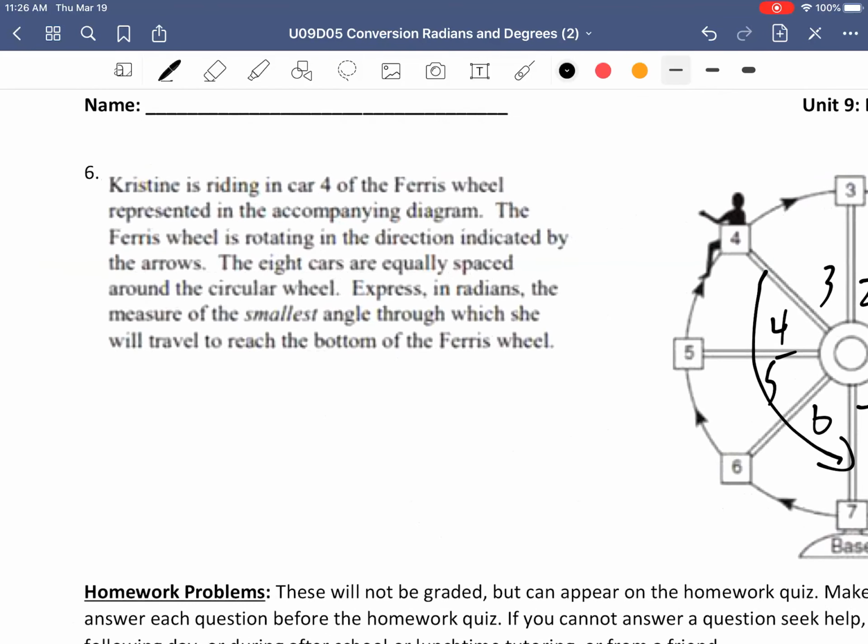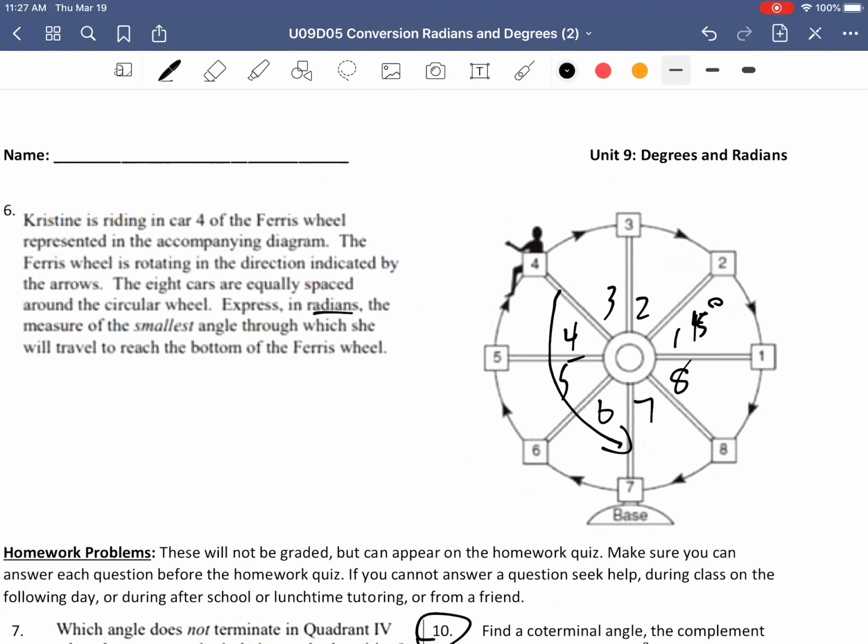Let's read it. Christine is riding in car 4 on the Ferris wheel, represented in the accompanying diagram. The Ferris wheel is rotating in the direction indicated by the arrows. The 8 cars are equally spaced around the circular wheel. Expressed in radians, so I mentioned it in degrees, but you can do the same problem in radians, the measure of the smallest angle through which she will travel to reach the bottom. So this is 135 degrees, and I can convert that to radians. Or I could have done this entire problem in radians, acknowledging that pi is 1/2 of a circle, and each of these is 1/4 of pi. And then you just have to count how many fourths of pi this is.